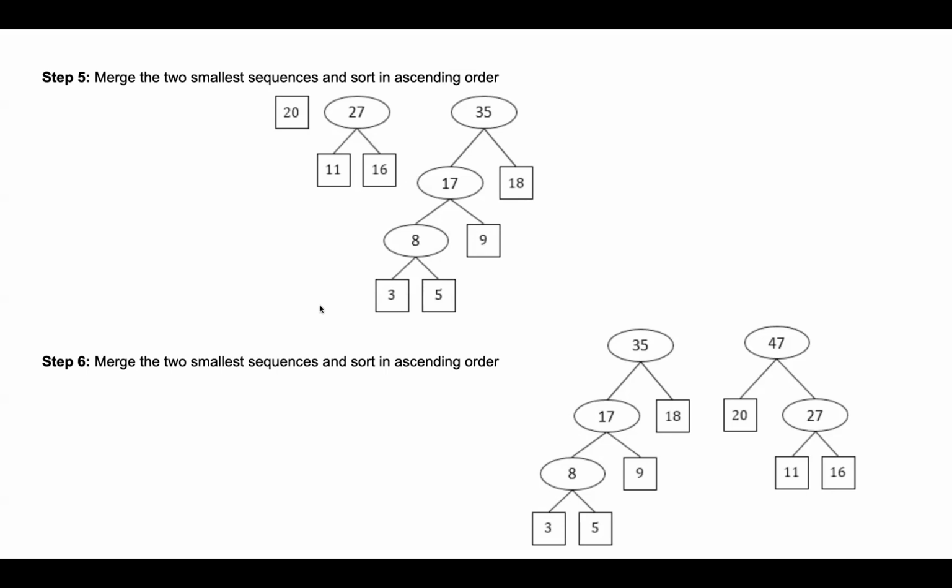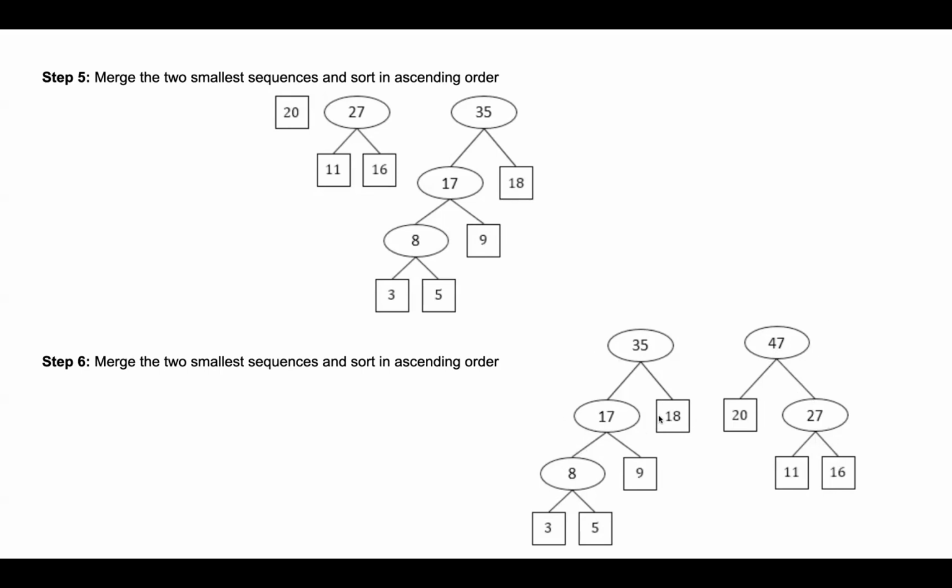Now again we will take two smallest numbers, 20 and 27. It becomes 47. Here we have given like this, 35 and 47. 17, 18, 8, 9, 3, 5. That we already know. And 47 is consisting of 20 and 27. 27 is consisting of 11 and 16.